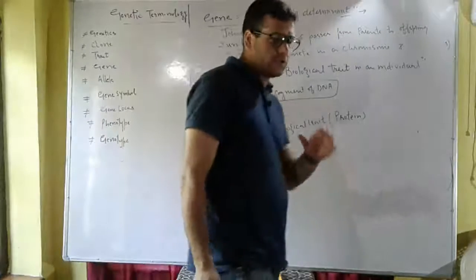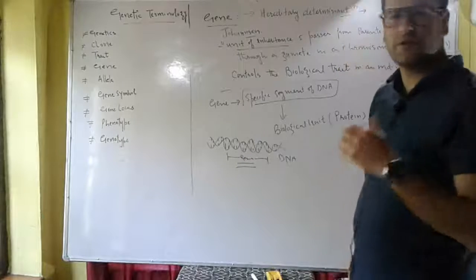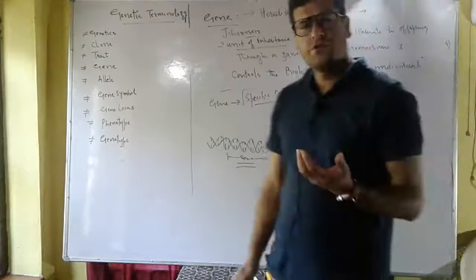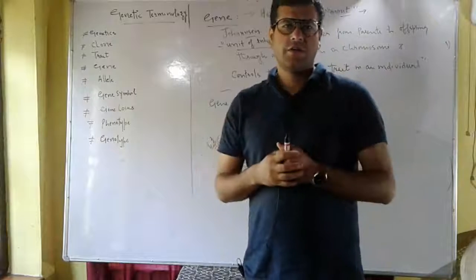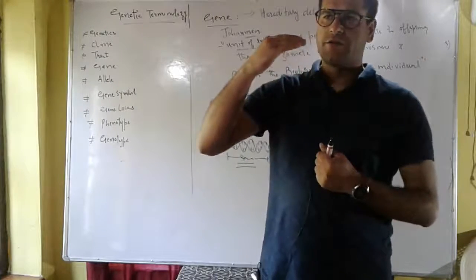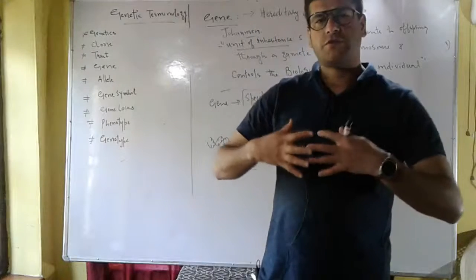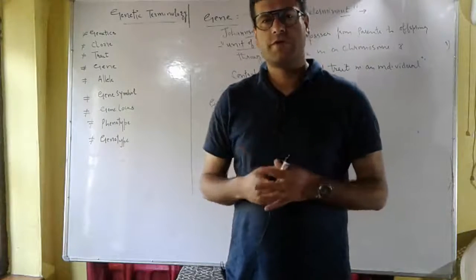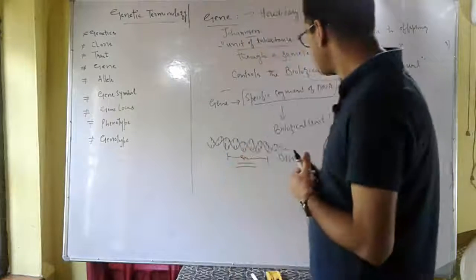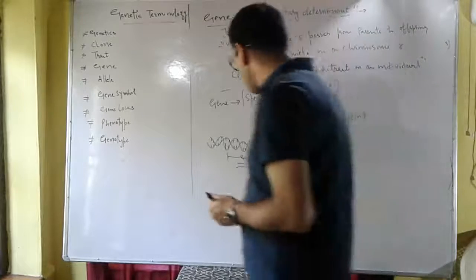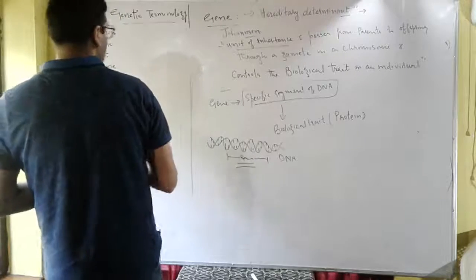So what is a gene? It is a specific segment of our DNA which controls the biological trait of an organism. This term gene was coined by Johnson. So a gene is a unit of inheritance, or a hereditary determinant, which passes from parents to offspring through a gamete in a chromosome, and controls the biological trait in an individual. This was regarding the gene. Then we have what is an allele.